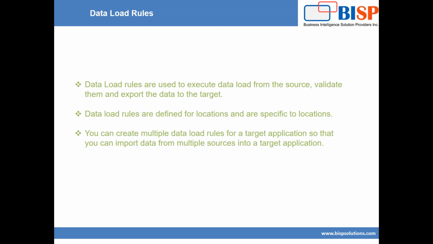They always remain associated with a location and are specific to that location. You cannot have one data load rule tied to more than one location. You can create multiple data load rules for a target application so that you can import multiple sources of data into a target application. Okay, so it simply means that I can have more than one data load rule associated with a single location. However, the vice versa is not true. I cannot have one data load rule associated with more than one location.